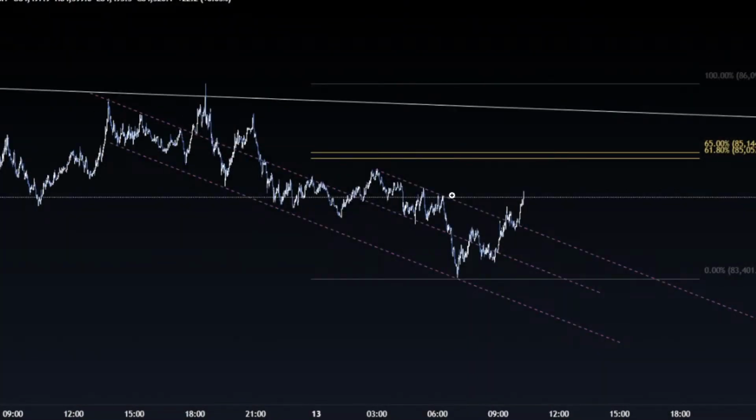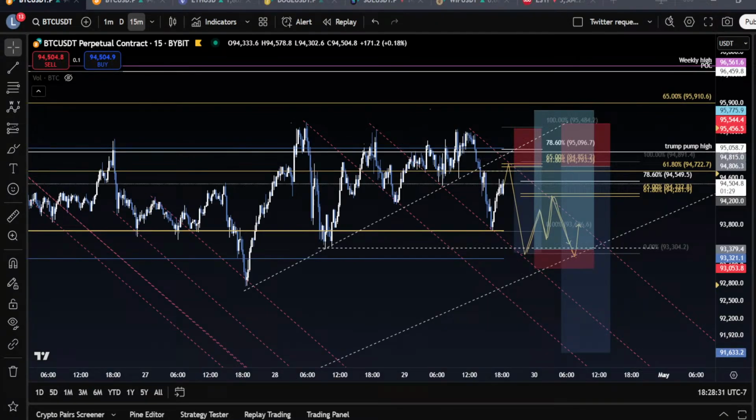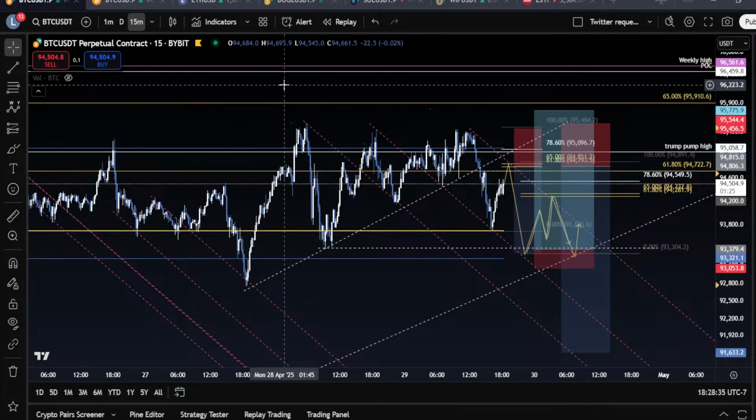later in the day to not just reject from this trend angle, but then to bounce from the lows of the trend angle again, right? So that's what I'm looking at here. It's not to say these trend angles can't break out, but to me, they present themselves as relevant quite often.